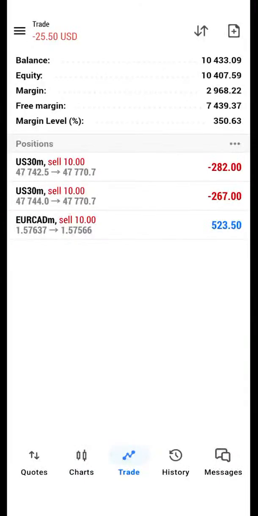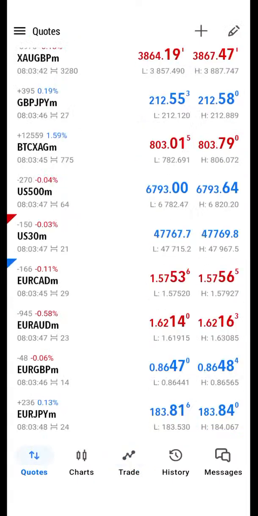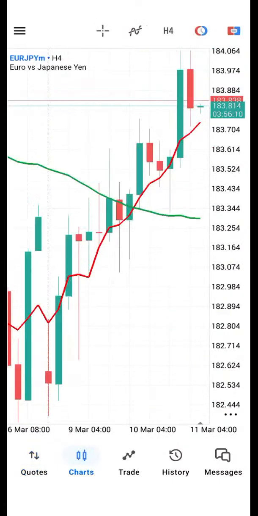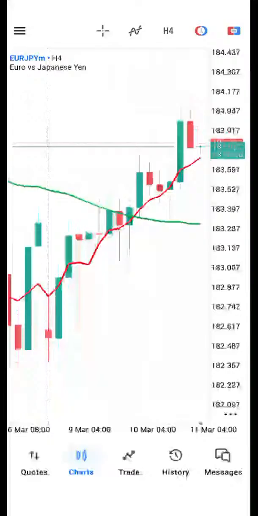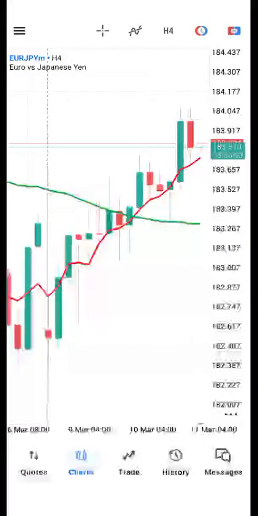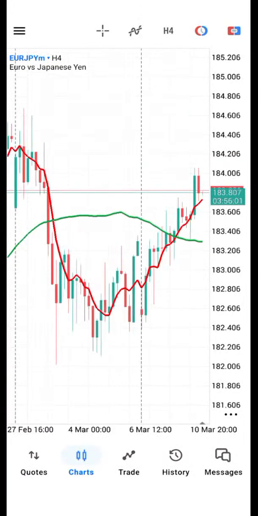But Euro card is doing nicely. Let me see if Euro GPY is there because that is one of my favorite pairs. It's moving down, but it's not yet confirmed that we should take it or not. So we'll be looking at leaving it to whatever it's doing.